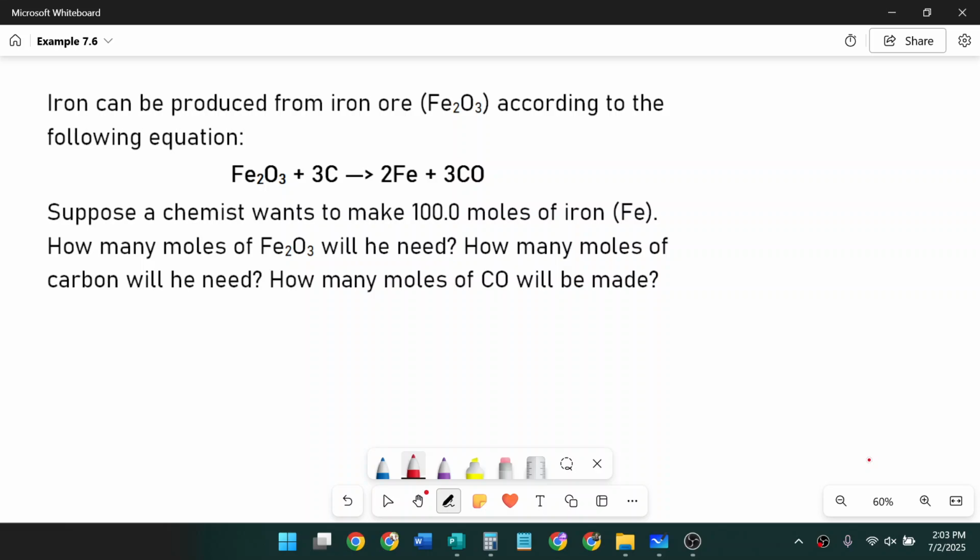This is example 7.6 from Discovering Design with Chemistry. Iron can be produced from iron ore, Fe2O3, according to the following equation. Suppose a chemist wants to make 100.0 moles of iron. How many moles of Fe2O3 will he need? How many moles of carbon will he need? How many moles of CO, or carbon monoxide, I think, will be made?